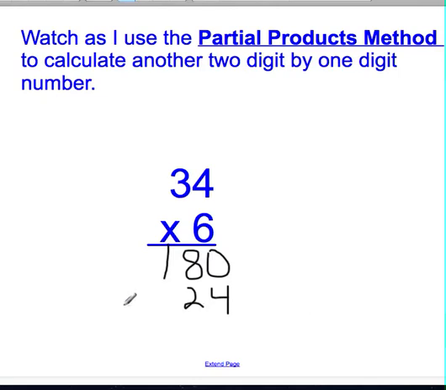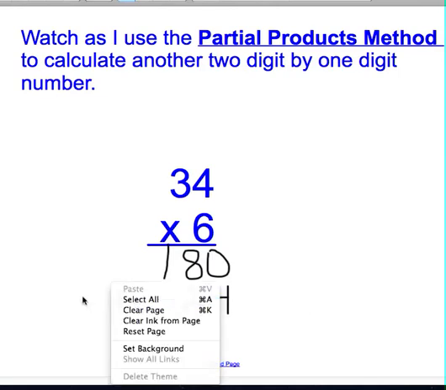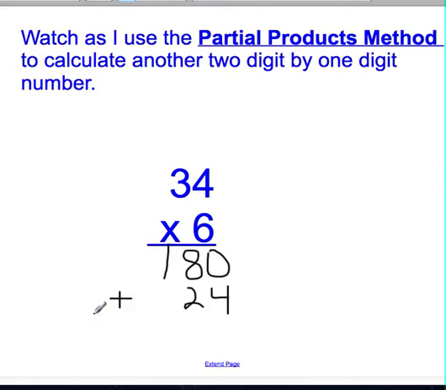And we're done multiplying all the numbers, so I put my addition sign. 4 plus 0 is 4. 8 plus 2 is 10. Put down the 0 and carry the 1. And 1 plus 1 is 2. So 34 times 6 has the answer, or product, of 204.